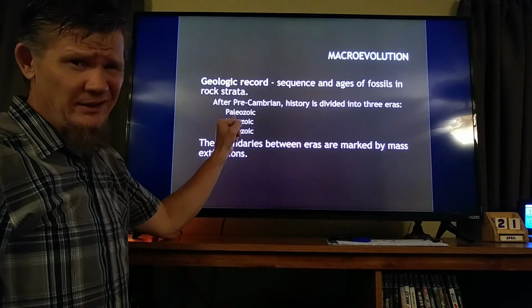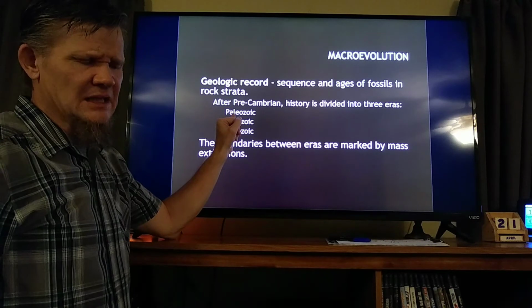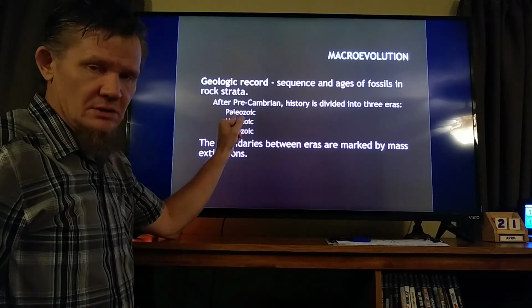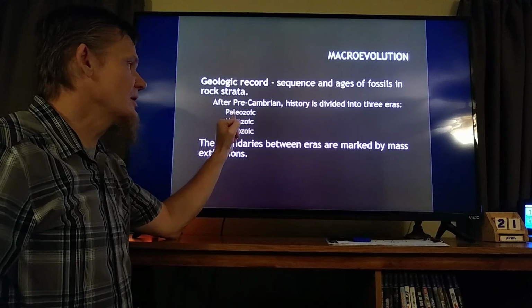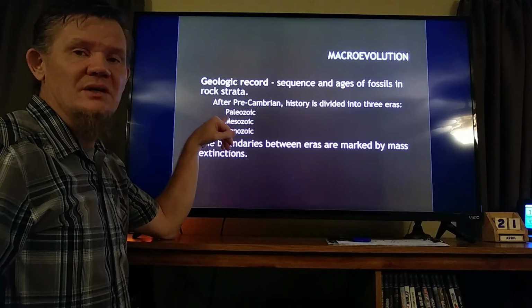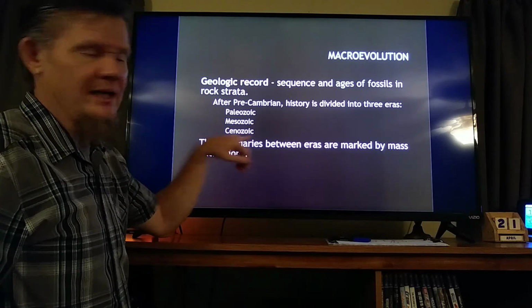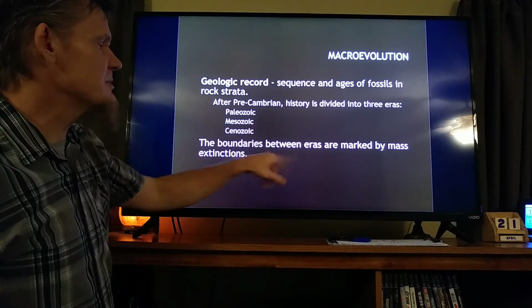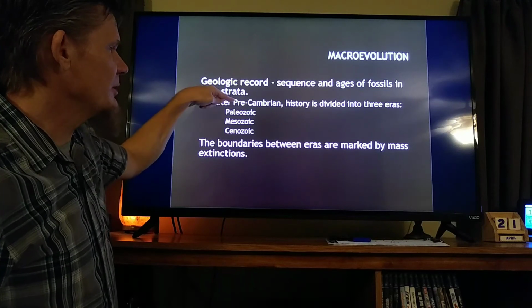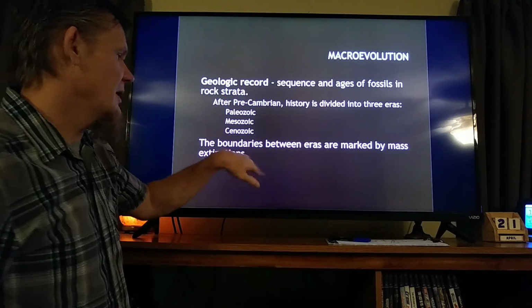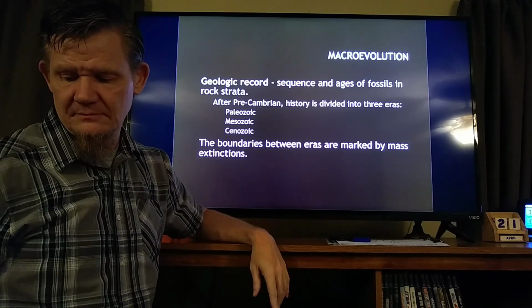Paleo, what does paleo mean? It doesn't just mean old. Paleo means ancient. So Paleozoic is ancient animal. Mesozoic is middle animal. Cenozoic is current animal. The boundaries between these eras, between the Precambrian, the Paleozoic, Mesozoic, and Cenozoic, are marked by mass extinctions.